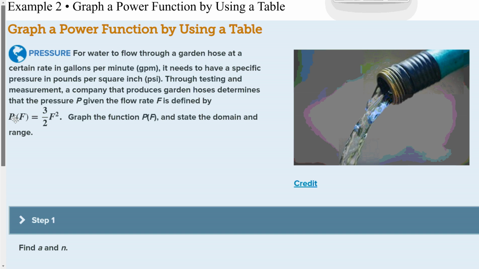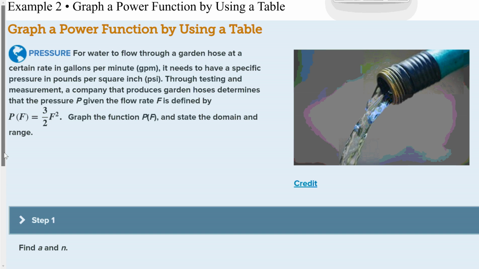So it's kind of like P is our y and F is our x, right? So we're given this equation, P of F equals 3 halves times F squared, where F is our flow rate. So if I have a flow rate, I square it, and then I multiply it by 3 halves, and I get my pressure. Okay, so we want to graph this P of F, and then label its domain and range.